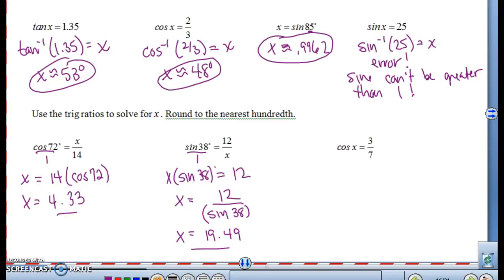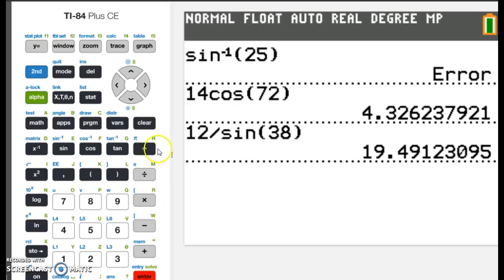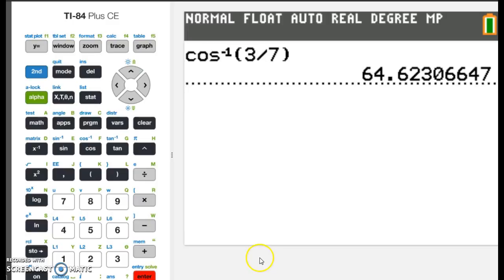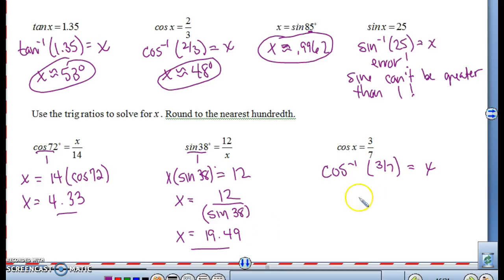There we go. Okay, now this one. Cosine x equals 3 over 7. What are we looking for in this one? Well, we are looking for the angle. So if we're looking for the angle, what do we have to do? We have to use inverse cosine on this one. So we have to do cosine inverse of 3/7 is what angle? Is x. Excuse me, we have to use second cos, 3 divided by 7. And this is going to be 64.62, because it said round to the nearest hundredth. X is equal to 64.62 degrees. So there we go.